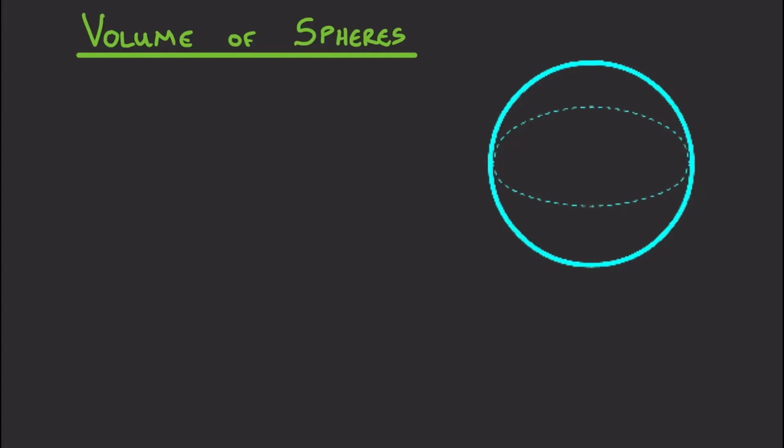Let's talk about volume of spheres. But first, let's review what volume is. Volume is the space taken up by a 3D object. The formula for finding the volume of a sphere is V equals 4/3 times pi times radius cubed.